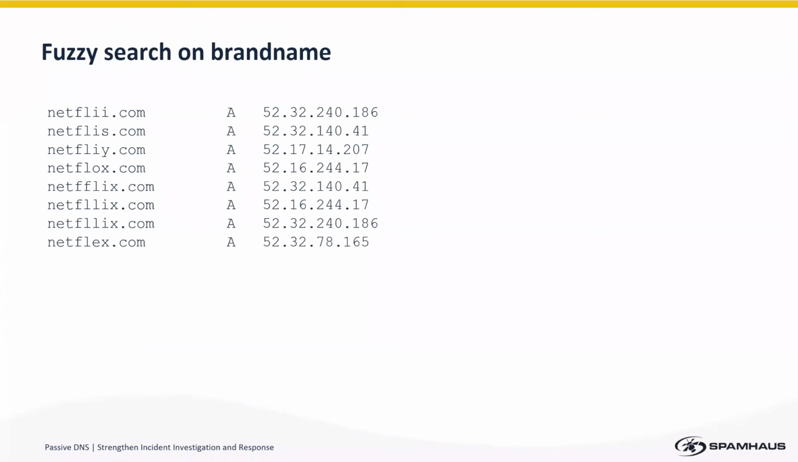So if you look for a certain string, you can start saying, okay, I also want to see answers that are just 1 or 2 or 3 or whatever you specify, characters different from the string that I've put in. So I've used Netflix here, and as you can see, you will find domain names that are very much alike, but not entirely. And some of them are so close to the Netflix name itself. For example, the fourth one in the list, the O is next to the I on most keyboards.